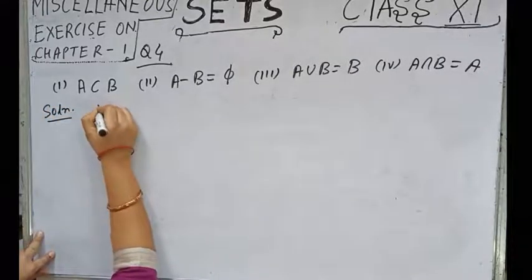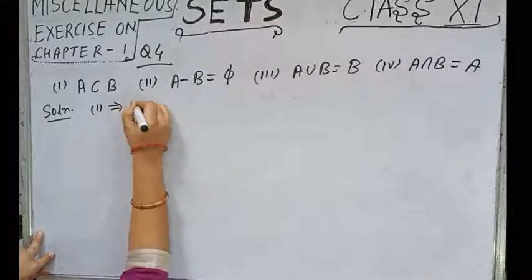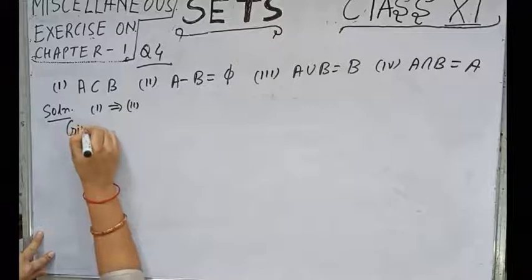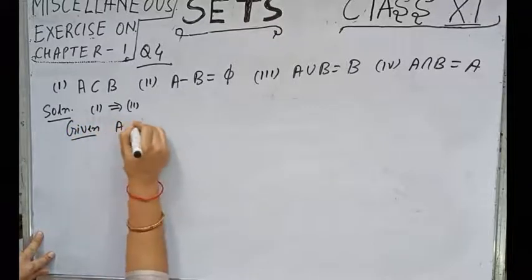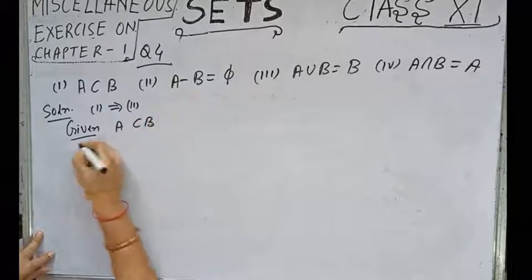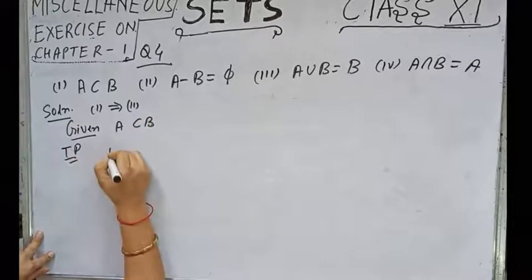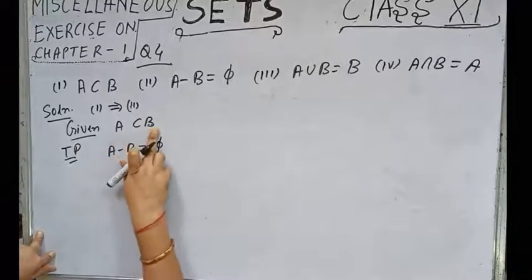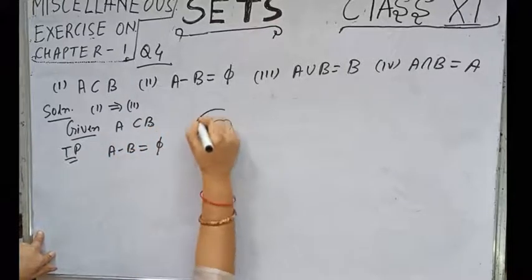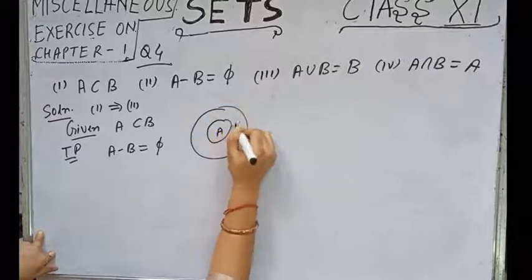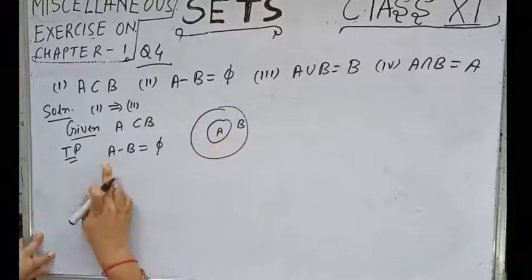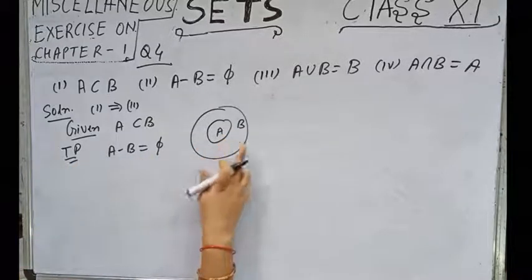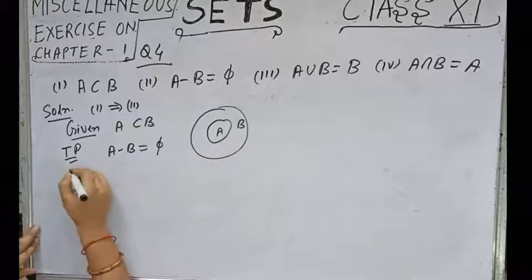Solution. We will prove that 1 implies 2. Now if 1 implies 2, so what is given? Given A is the subset of B. What I have to prove? To prove A minus B equals to 5. If A is the subset of B, you think by Venn diagram also, A and B, A is the subset of B. So we have to prove that A minus B equals to 5. It is clear from the figure also, A minus B will be 5. But I have to prove it.